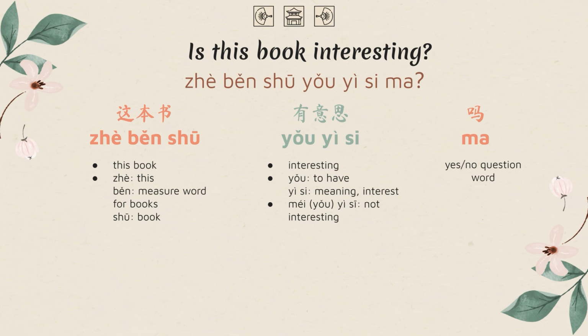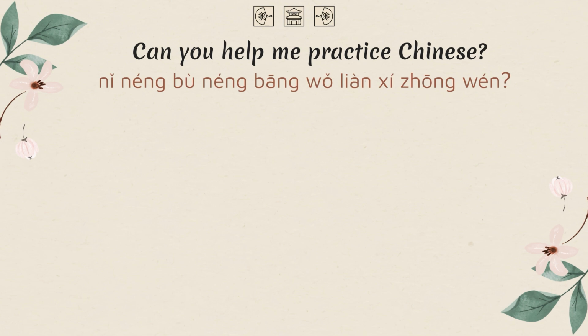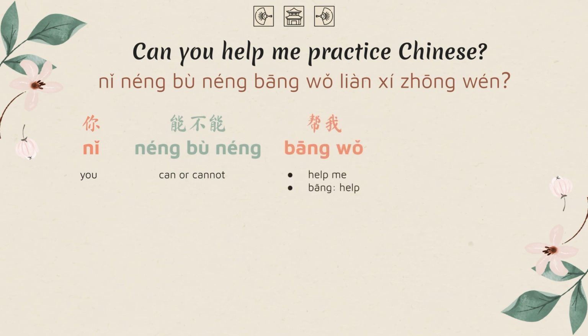You could also just ask them directly if they are willing to help you practice Chinese. 你能不能帮我练习中文? So 你 for you, 能不能 means can or cannot. 帮我 to help me. 帮 means to help. So 帮 somebody means to help that person.